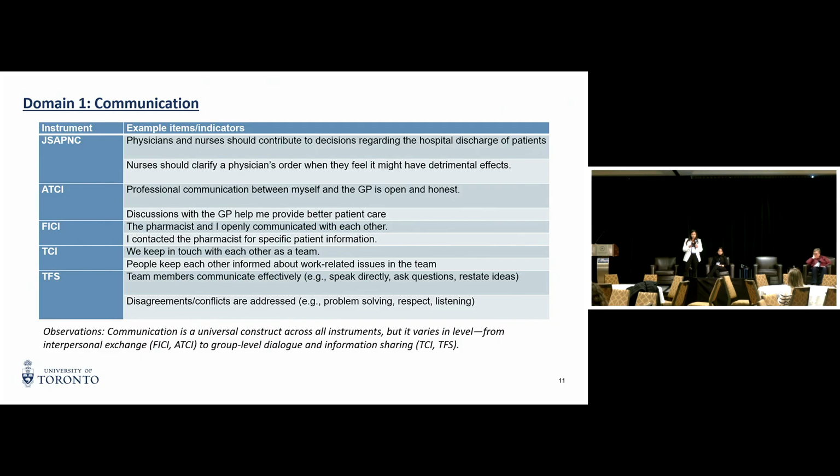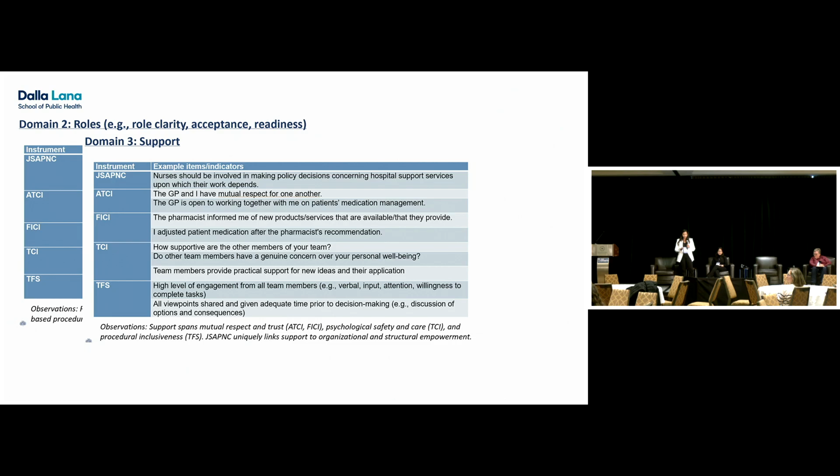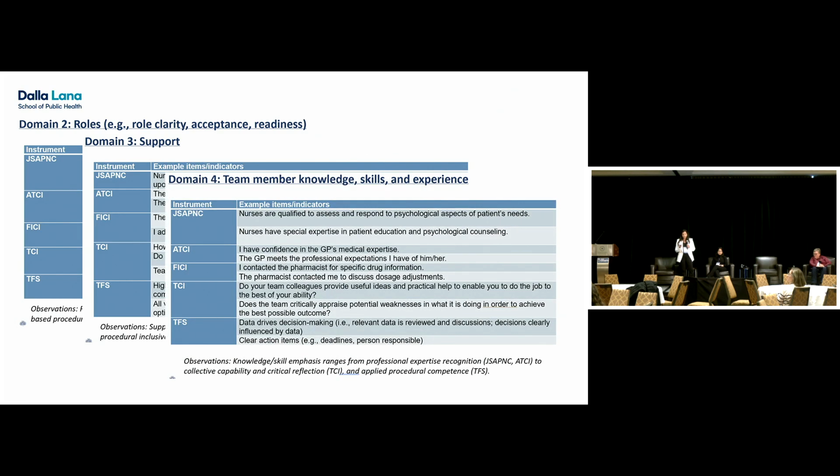So for example, the attitudes towards collaboration instrument looks at professional communication between myself and the GP is open and honest. That is an individual interaction that is being measured in that tool. But when you look at the team climate inventory, there's questions around we keep in touch with each other as a team, or people keep each other informed about work-related issues in the team. So here the concept is more about looking at the team. So you can see that there's various nuances even within the survey instruments. And then we teased that same thing out for the 3 other domains and found very similar nuances. So again, this is really to demonstrate just the lack of conceptual clarity that we have when it comes to this terminology.